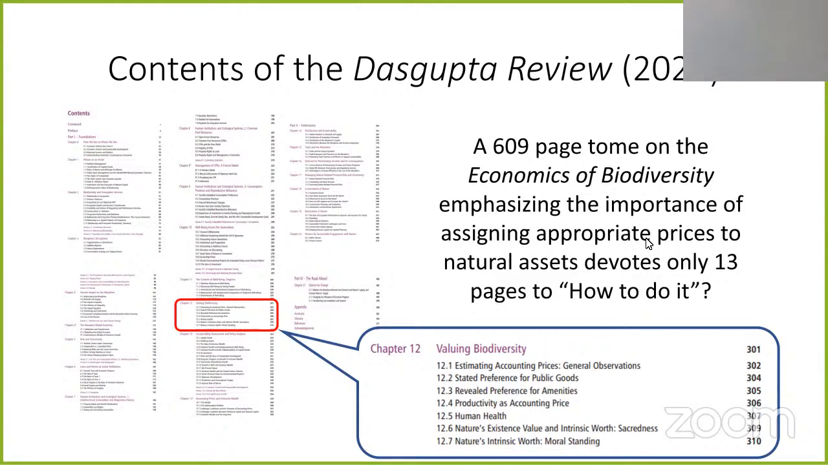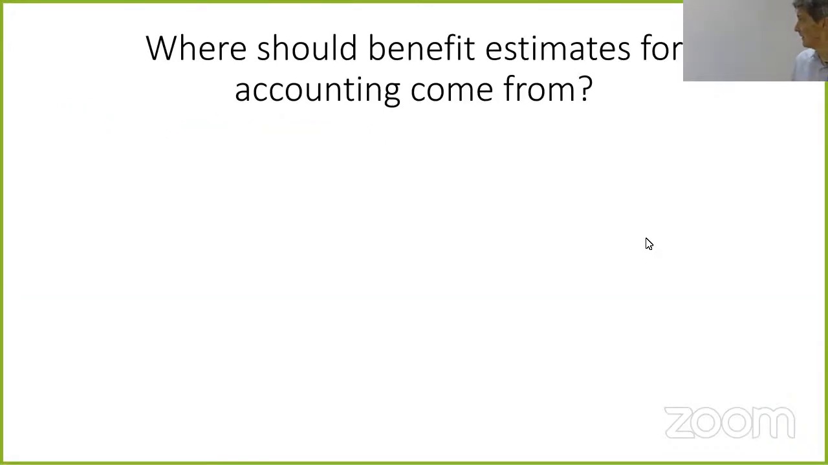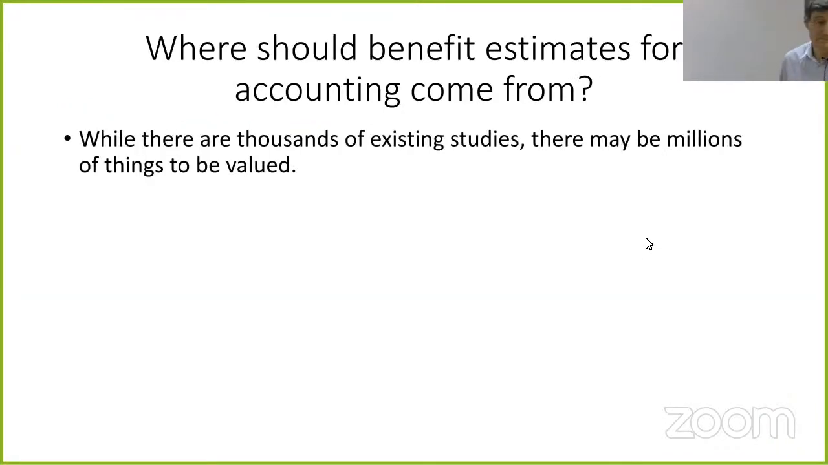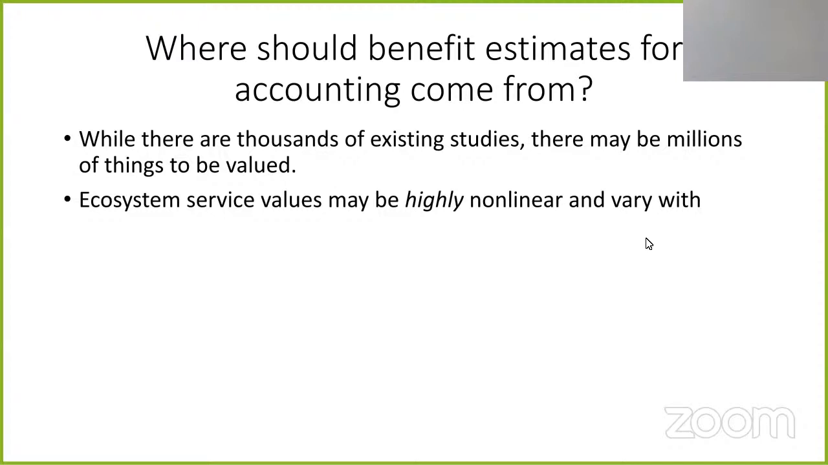So there was not a lot of emphasis put on figuring out the prices, the implicit values, the non-market values of services of natural assets and biodiversity. So where are the numbers that Dasgupta called for, including in better national accounting, to come from? Well, they're going to come from a variety of studies, the sort of studies I've been talking about with you for the last 3 sessions now.